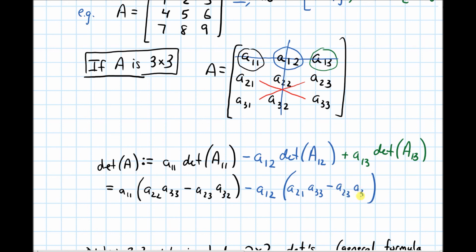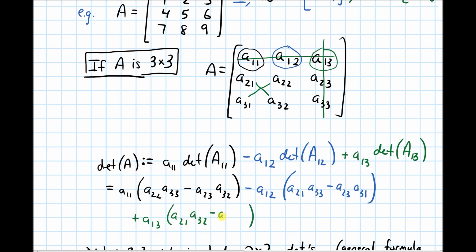times a3,1. Alright, so next I have these green terms, so plus a1,3 times its corresponding determinant. Let's erase those lines. If we do the same thing for lowercase a1,3, I cross out this row, I cross out its column, and with the matrix I'm left with, I multiply these two elements minus the product of these two elements. So I get a2,1 times a3,2 minus a2,2 times a3,1. And that's my expression for this determinant.